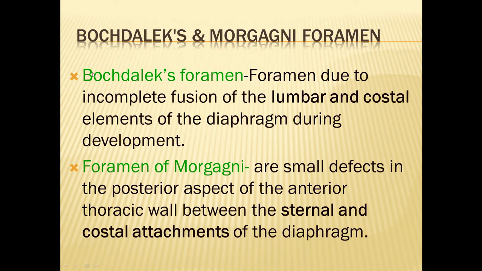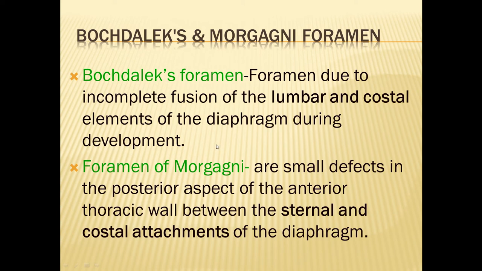Now, Bochdalek foramen is a foramen. A foramen means a passage, an opening. This foramen is formed when there is incomplete fusion of the lumbar and costal elements of the diaphragm during development. Lumbar and costal elements cause Bochdalek foramen. While foramen of Morgagni, these are the small defects in the posterior aspect of the anterior thoracic wall. That is when there is a defect in the sternal and costal attachments of the diaphragm. Please understand, there are two foramens, Bochdalek and foramen of Morgagni.